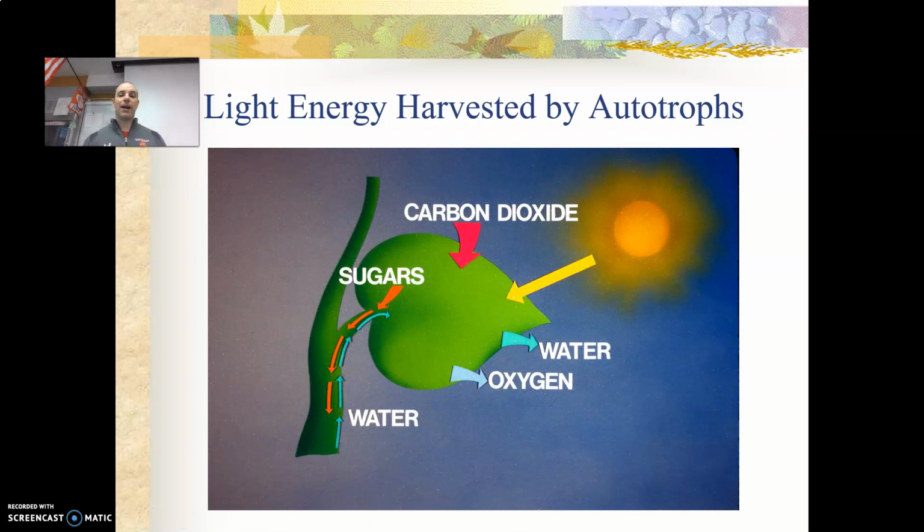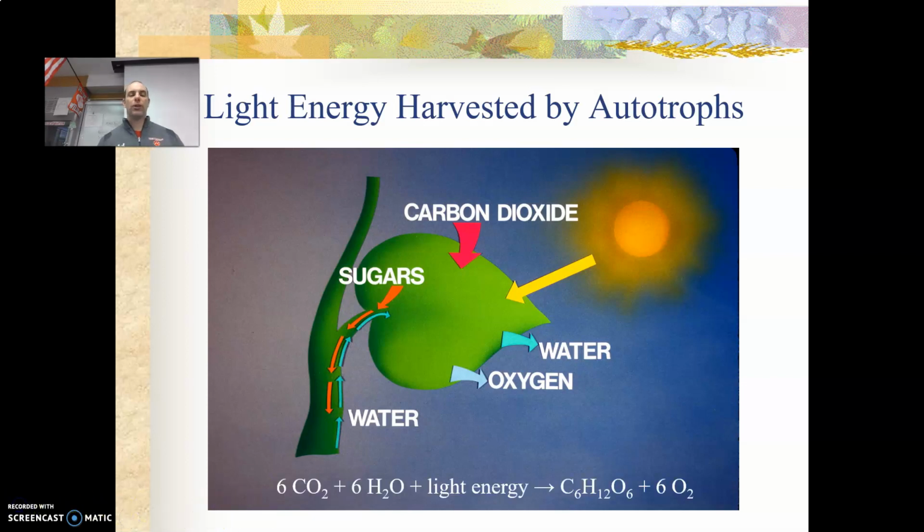Here is just a diagram of what's happening, all right? You've got the sunlight coming in, you've got carbon dioxide coming in, and leaving, you've got water, you've got oxygen, and sugar is created. Remember, the sugar that we usually talk about is glucose, and the chemical formula is C6H12O6. You have to remember that chemical formula, C6H12O6.